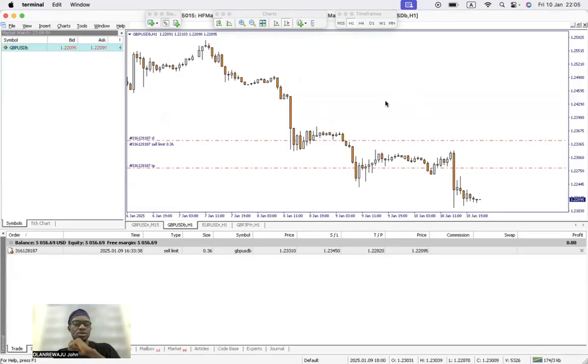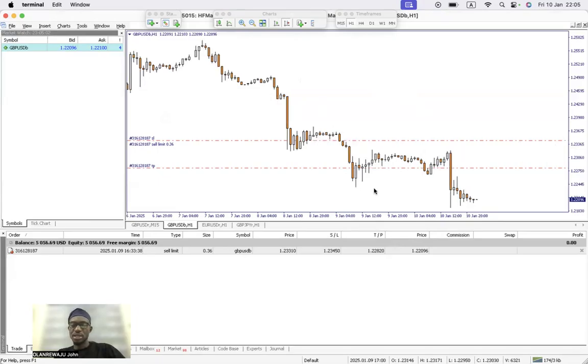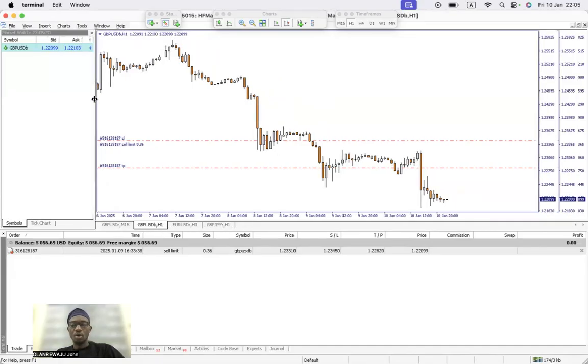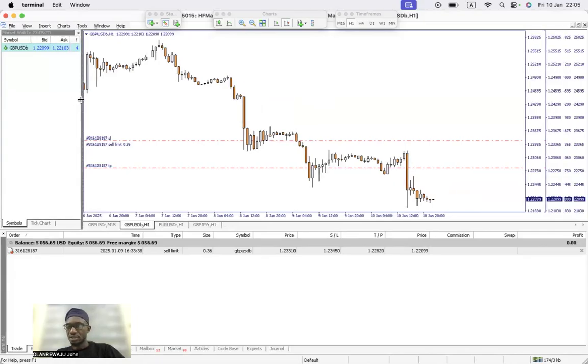So instant execution is that I want to enter the market now. It means that I've analyzed the market and I think the market should buy, so I want to enter the market now. Now, this is MT4 for laptop. The way it will be on phone is definitely different.